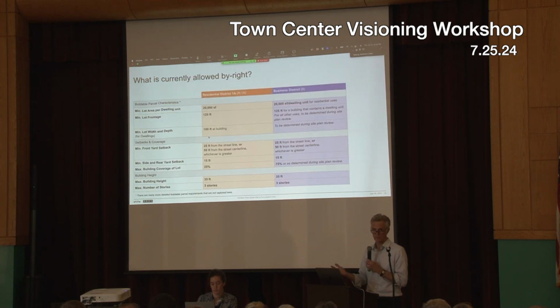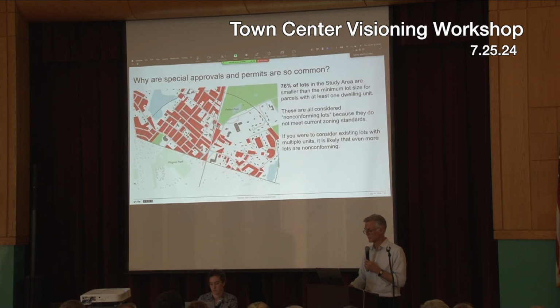And it's quite restrictive. I think the important thing to look at is that in the residential district, you can't do anything until you have a 20,000 square foot lot. And I think as a result of this, a lot of projects, small additions, things like that, have to come in for special permits or variances or other sorts of special approvals.